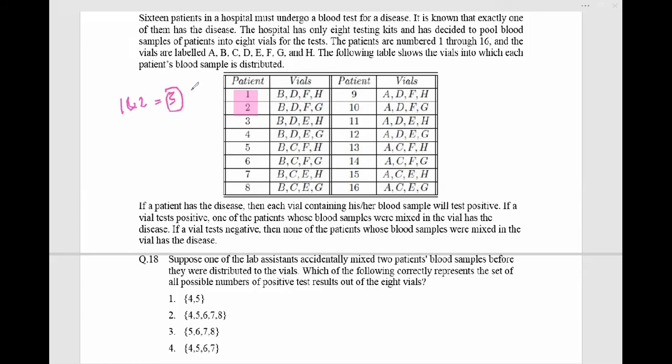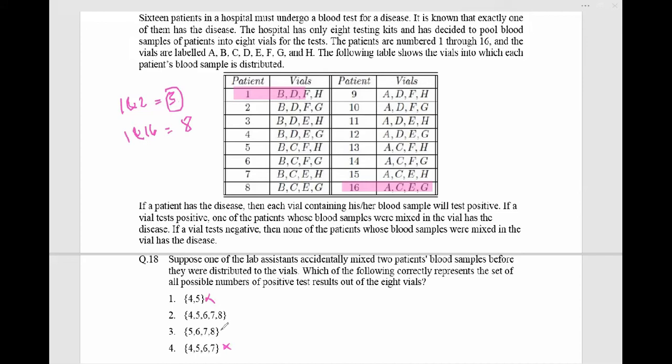And at the same time, if you mix 1 and 16, this time nothing is common, no vial is common. That means all 8 will be affected. So 5 is also possible, 8 is also possible. So I can remove option 1, I can remove option 4.